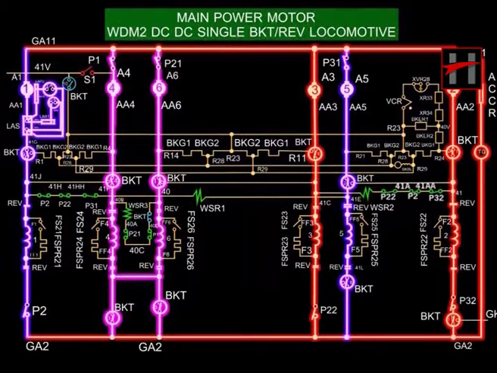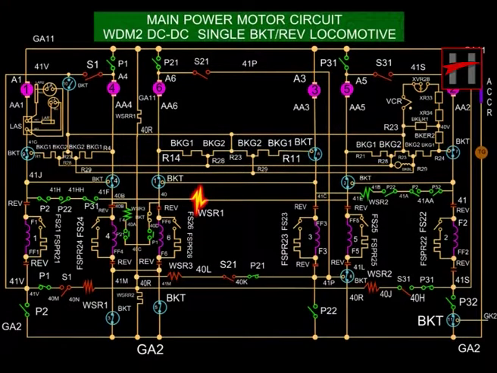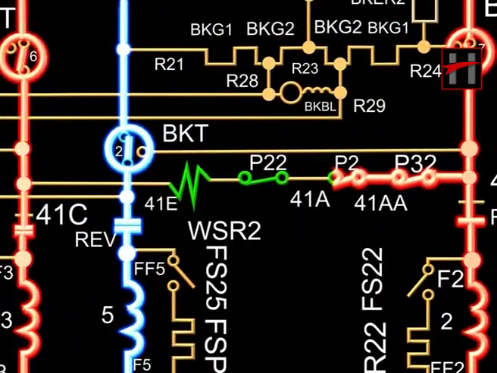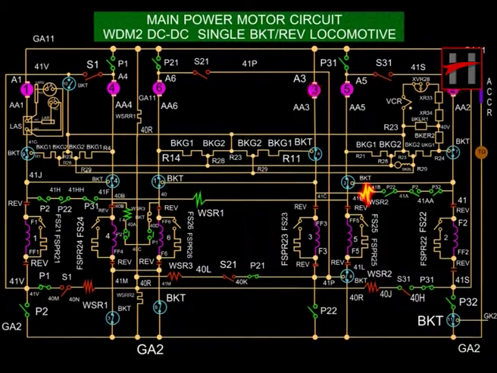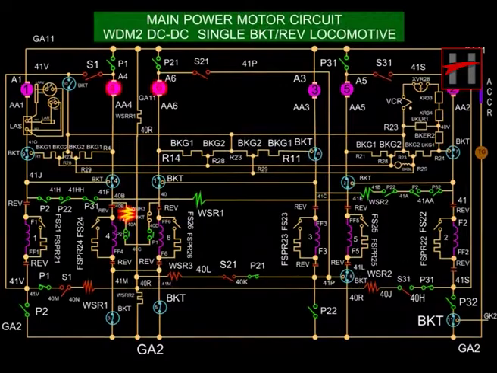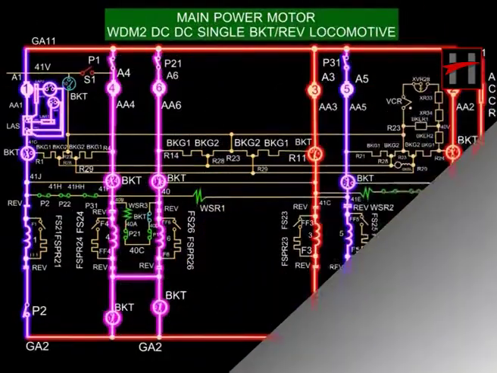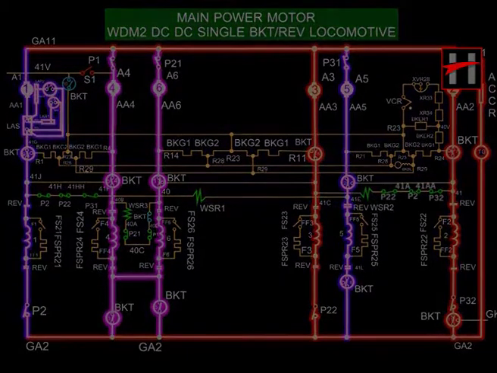Wheel slip protection in the parallel or 6P combination is provided by wheel slip relays connected across pairs of traction motors as follows. WSR1 connected across traction motors 1 and 5, WSR2 connected across traction motors 2 and 3, and WSR3 connected across traction motors 4 and 6. Let us now discuss the current in these parallel combinations or 6P combinations.